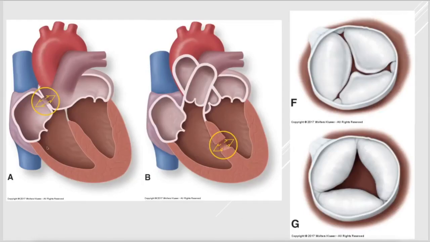So here's just a couple of examples. This is a septal defect in the atria. This is known as a patent foramen ovale. There's one in the ventricles. This is just a couple of examples; there are other possibilities also. And then here we have stenosis of the tricuspid valve.